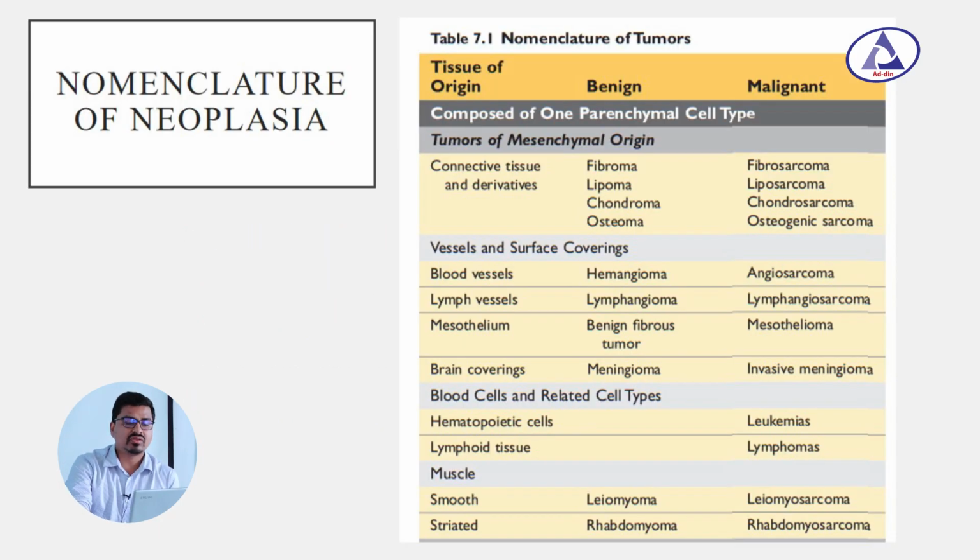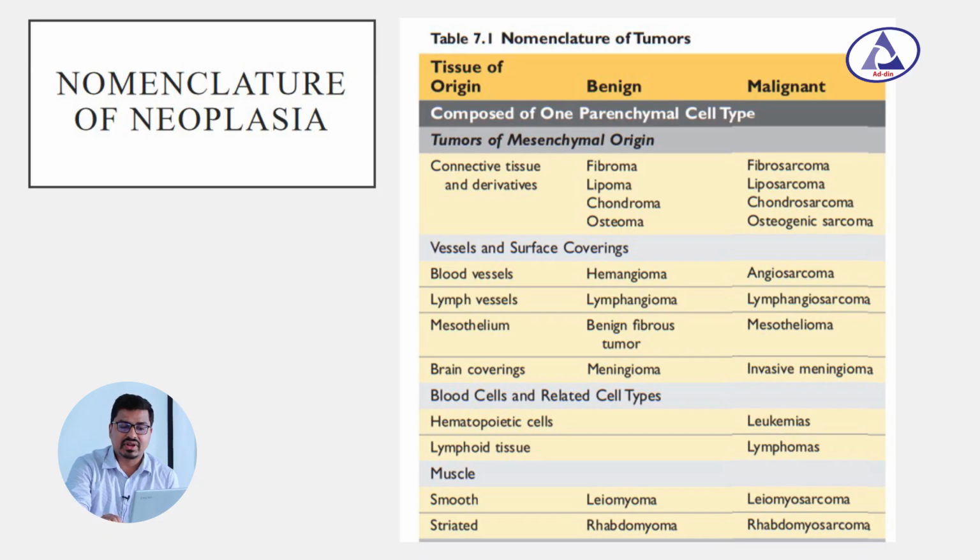Now, the most important topic is nomenclature of neoplasia. On the basis of tissue origin, tumors of mesenchymal origin: benign tumors are fibroma, lipoma, chondroma and osteoma. These are connective tissue derivatives. On the other hand, malignant tumors are fibrosarcoma, liposarcoma, chondrosarcoma, osteogenic sarcoma.